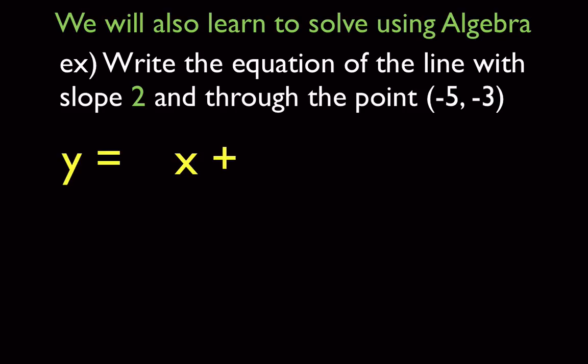Okay, so the next one we're going to do, we're going to write the equation of the line with slope 2 through the point (-5, -3). So get as much as you can done. Hit play, and we'll go through the whole thing. Try to get the whole thing done again, because this is the last example before you try it on your own.